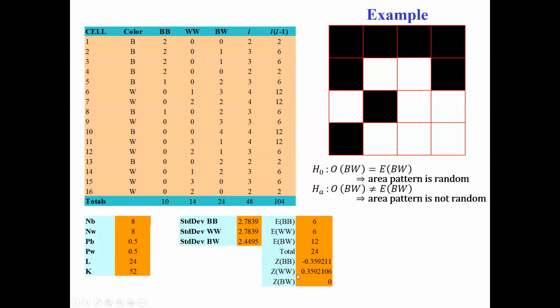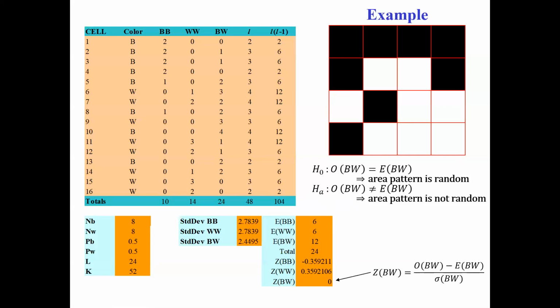So most importantly, we care about ZBW because the null hypothesis and alternative hypothesis are both based on BW. We want to use ZBW to test if OBW is equal to EBW or not. We have a Z value for BW joins, and its value is 0. So I don't even need to go to the lookup table, right?